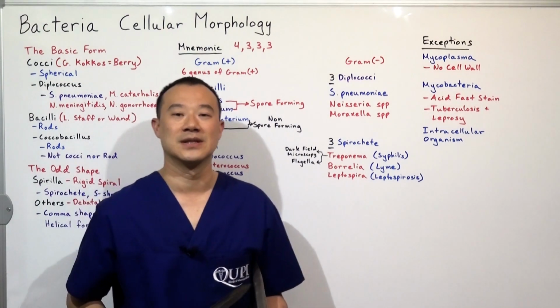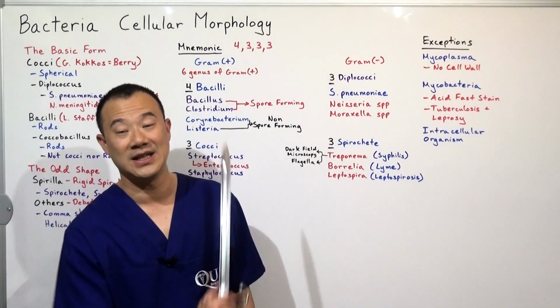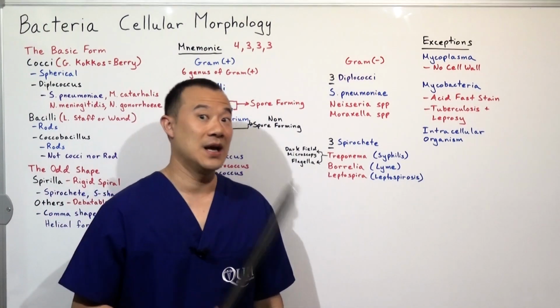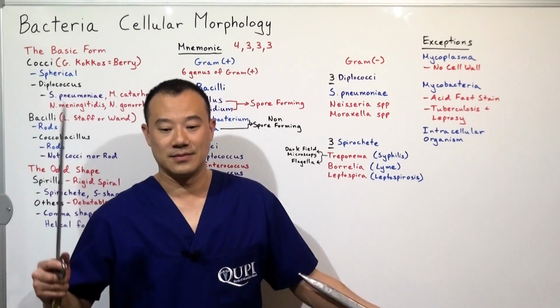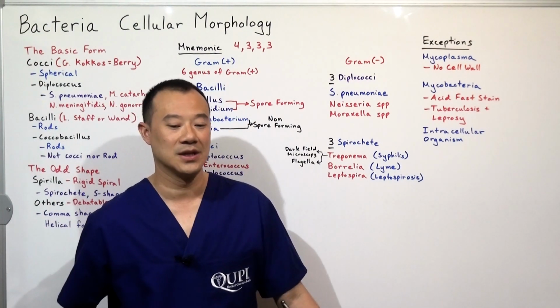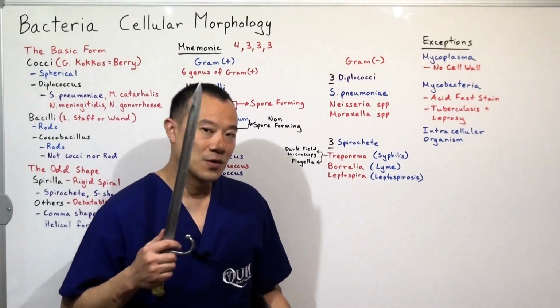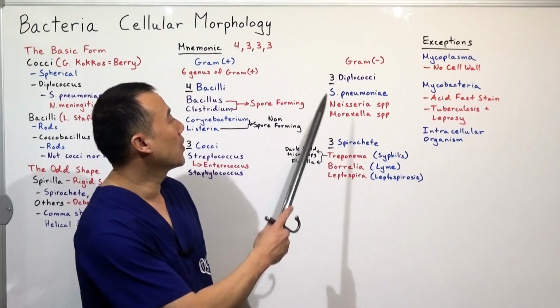Gram-negative bacteria is plenty, okay? Gram-positive, easy, there's only 6 of them. Gram-negative bacteria, on the other hand, there's tons, okay? Too many to list. But for mnemonic purposes, we've got a 3.